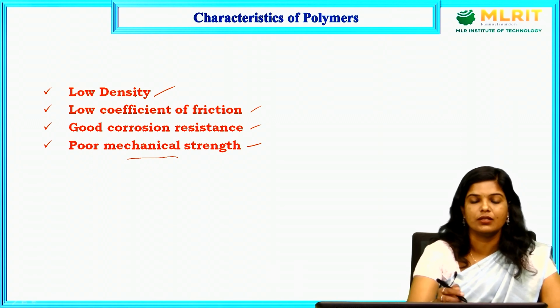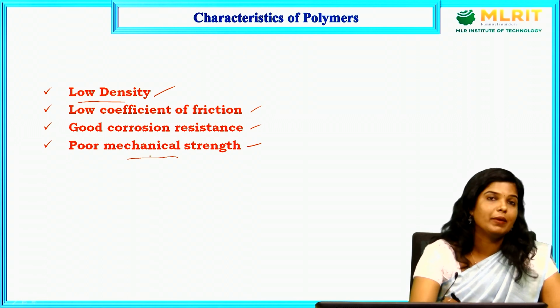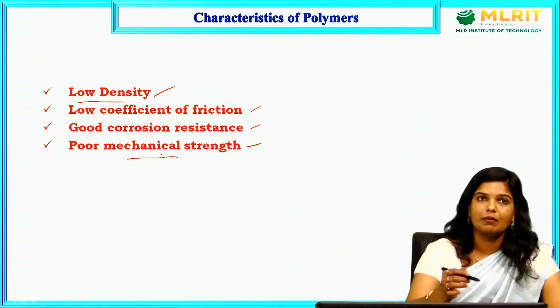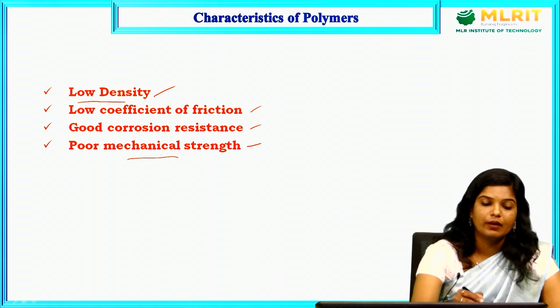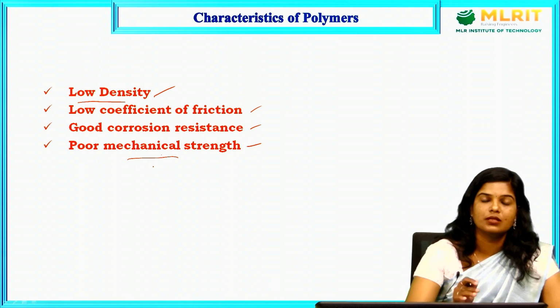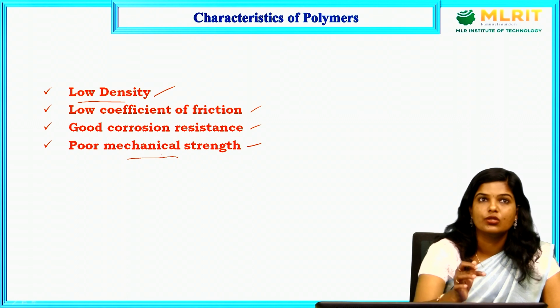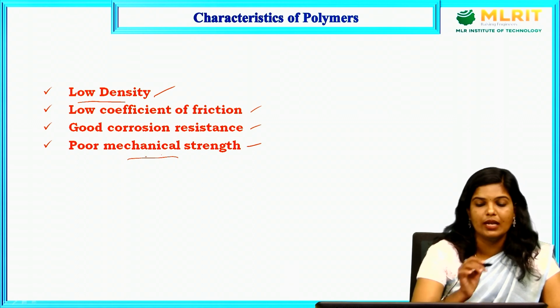very less, isn't it? Same thing, when the material has low density, the mechanical strength will be less. It can easily be prone to attacks, but when it has high density, the mechanical strength will be high. But since polymers have to form a macromolecular chain, the density must be low, so obviously the mechanical strength will be less.